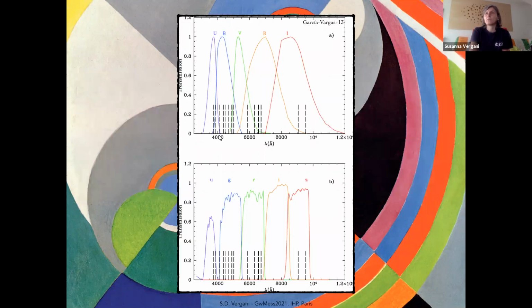Every filter is centered on a typical frequency or wavelength, as you prefer, and has a certain width. Here you see some of the filters I mentioned before as a function of wavelength, okay? So when you see these symbols, you know what I mean.